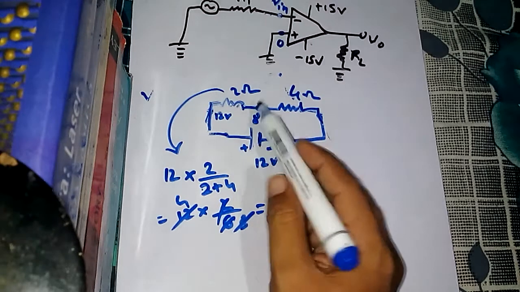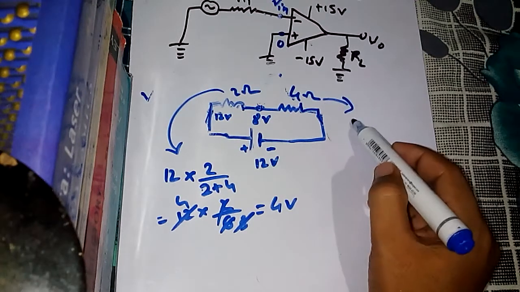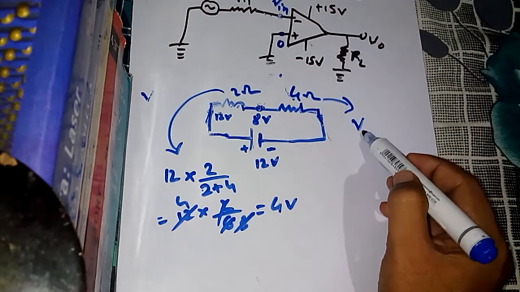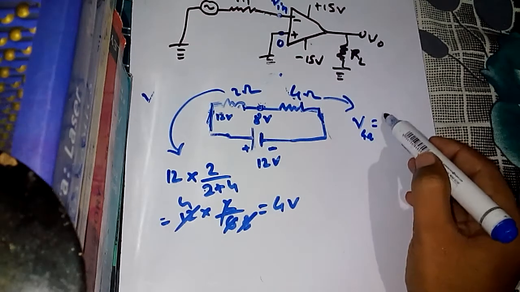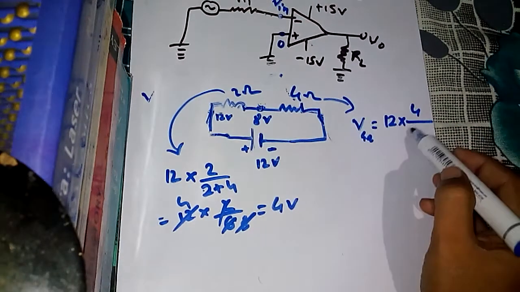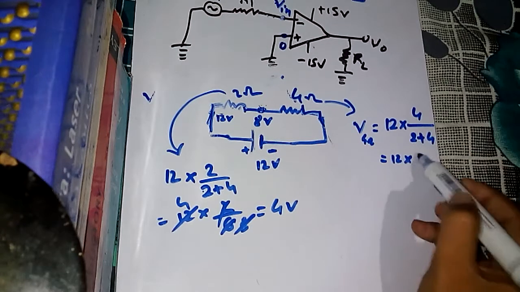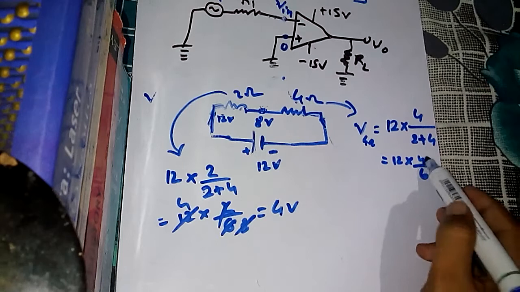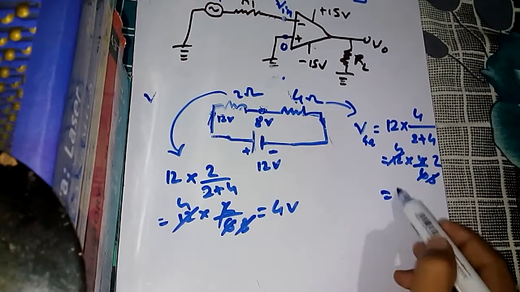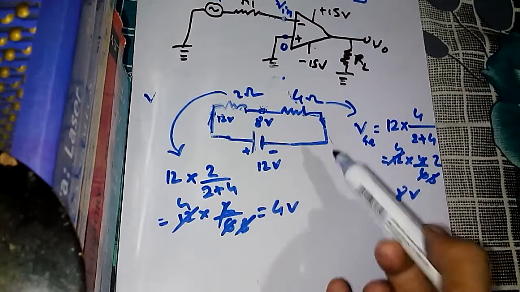4 volt. See, I had told you that across this 4 volt will drop, and this is called the voltage divider formula. The voltage drop across this resistor, that means across 4 ohm, is 12 into this resistance by all the resistances added. 12 into 4 by 6, 4 into 2, 8. I had told you by that rule. So whatever rule you use, you get it.